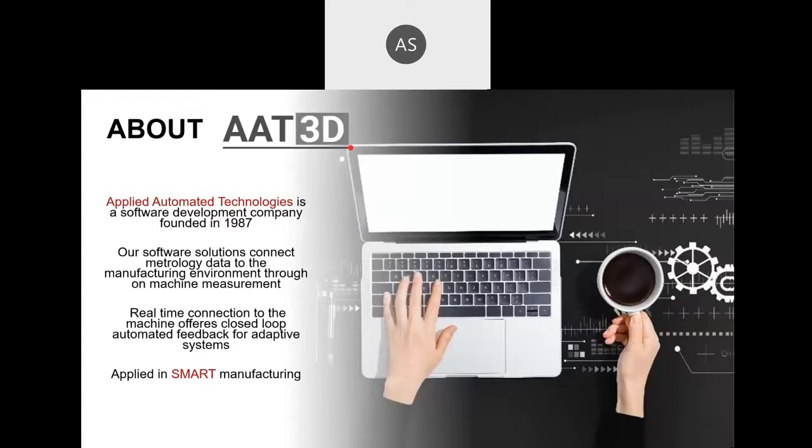So our software solutions connect metrology data to the manufacturing environment through on-machine measurement. Just about everybody nowadays has a probe inside of their CNC machine. So we allow that probe to be utilized to inspect parts, but more from a metrology standpoint, not just a probing standpoint. So we like to say that we are a probing software, but also a metrology software at our core. Once you get that information from the part, we have a real-time connection to the machine, which offers closed-loop automatic feedback for adaptive systems.